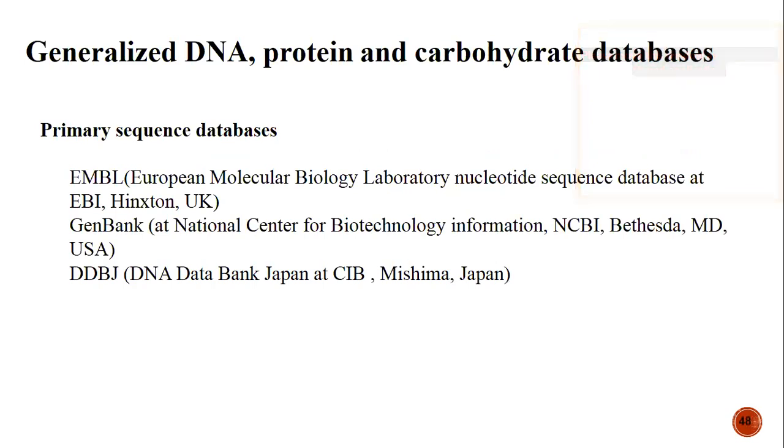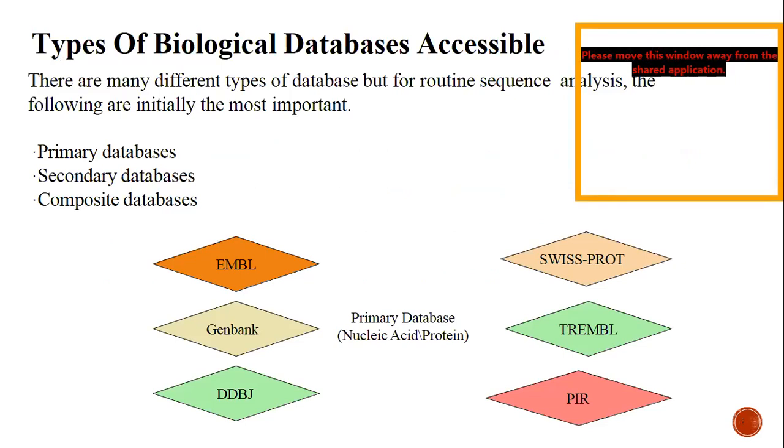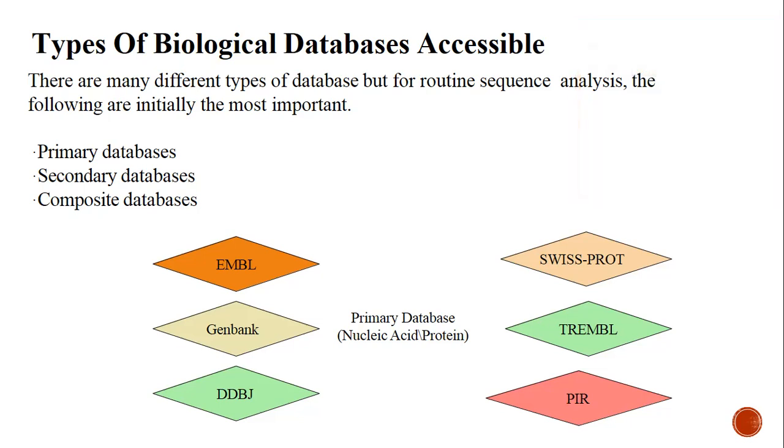Generalized DNA, protein, and carbohydrate databases include primary sequence databases like EMBL, the European Molecular Biology Laboratory nucleotide sequence database at EBI. GenBank is also one of the famous databases by NCBI, and DDBJ is the DNA Data Bank of Japan that has all the data about DNA. Different types of biological databases accessibility for different sequence analysis. So as we already discussed, we have primary databases, secondary databases, and composite databases.